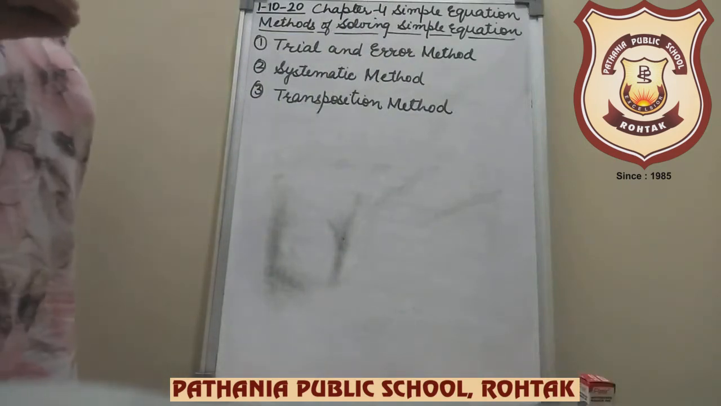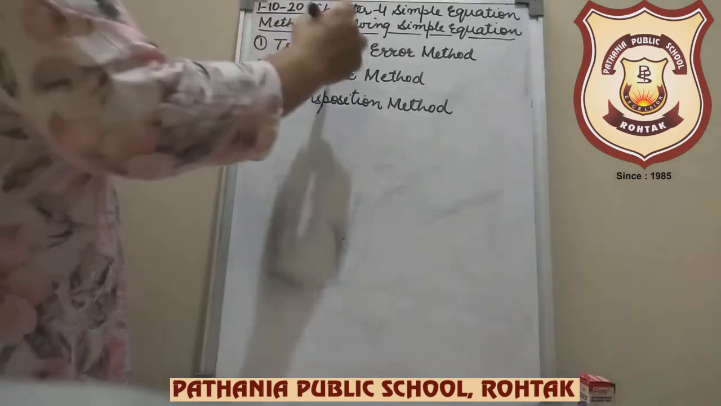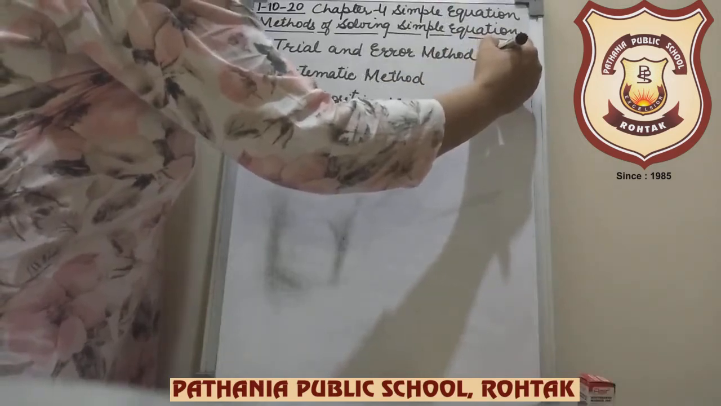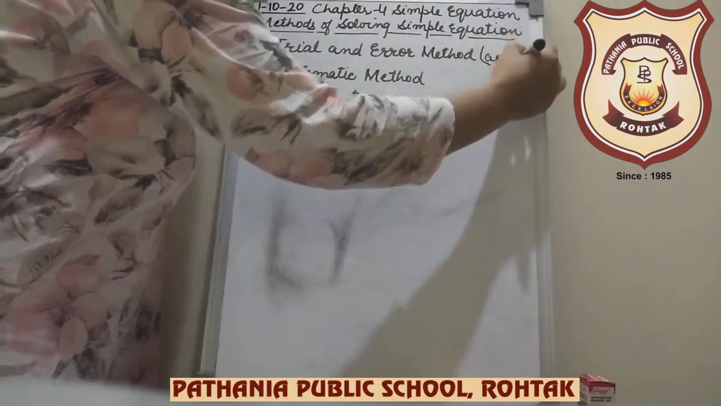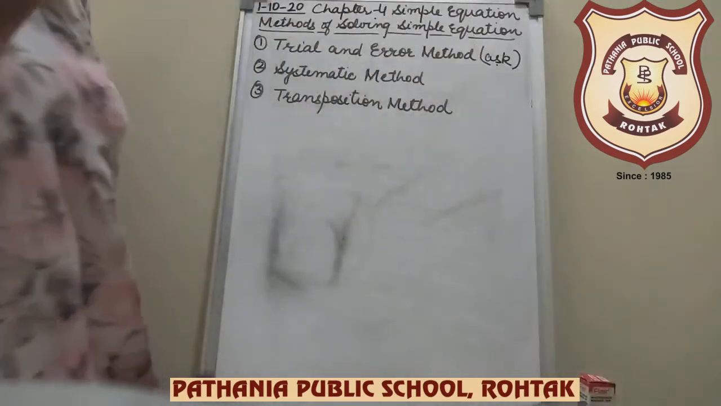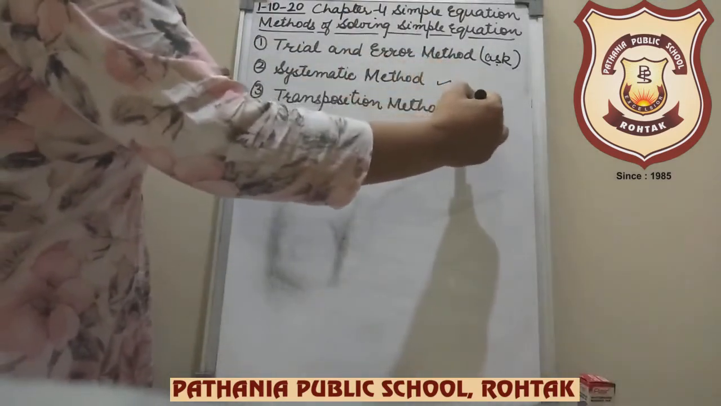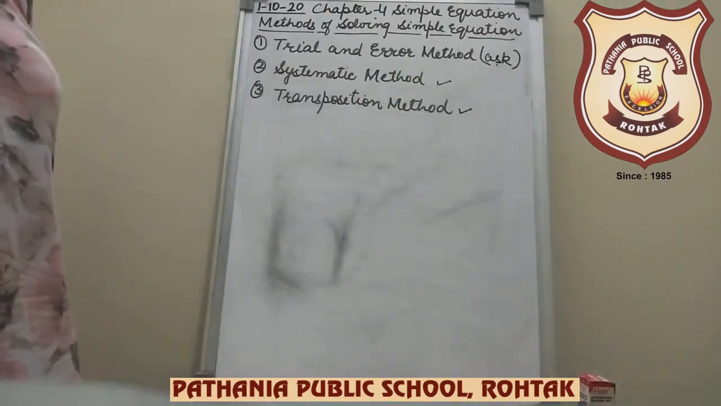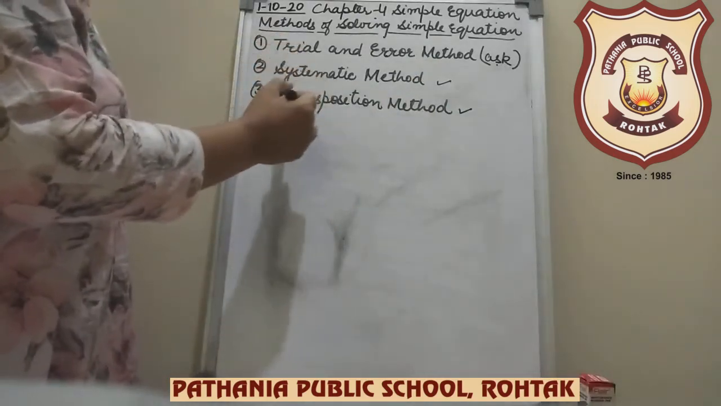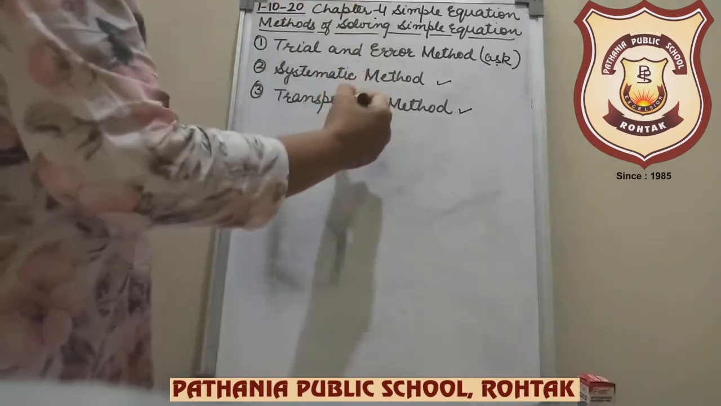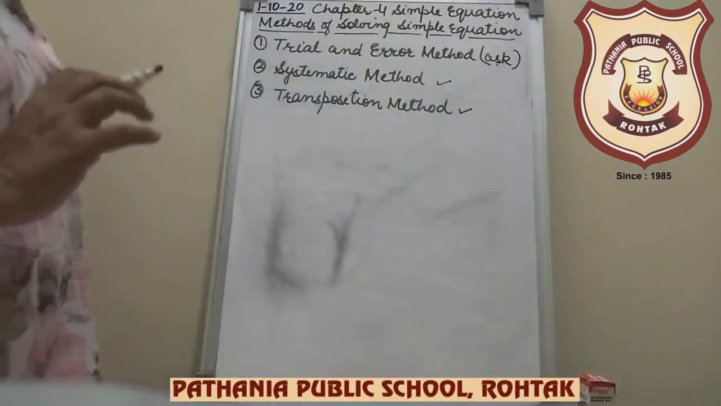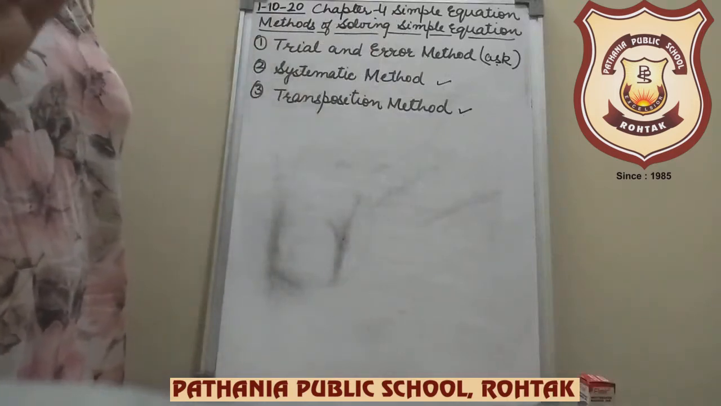Now, before explaining them, I would like to tell you that the trial and error method is to be done only when asked. In the question, if they ask you to solve this equation using the trial and error method, then you are going to use it. Otherwise, you can follow any of these two in which you are comfortable. Is that clear? But between these two also, when the equation becomes a little bigger, the transposition method is more useful as compared to the systematic method. Clear? But you should know how to use all the three methods.